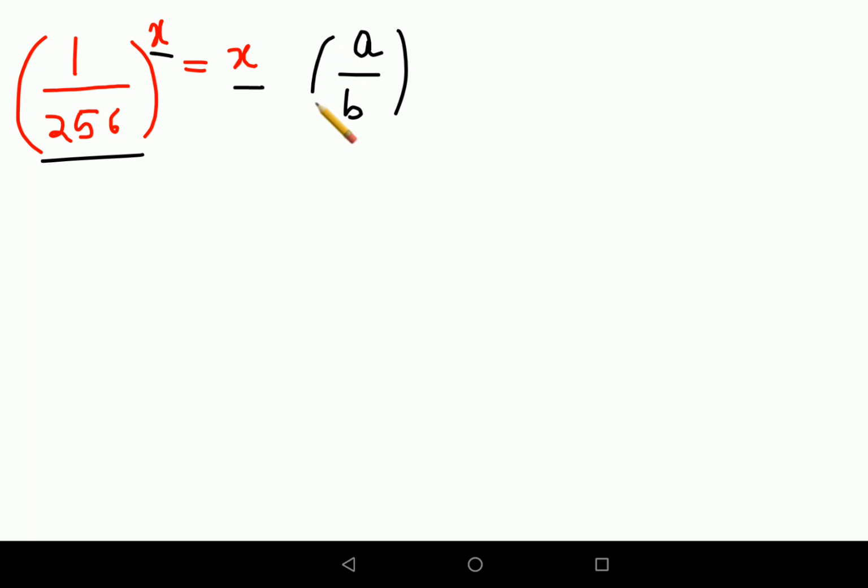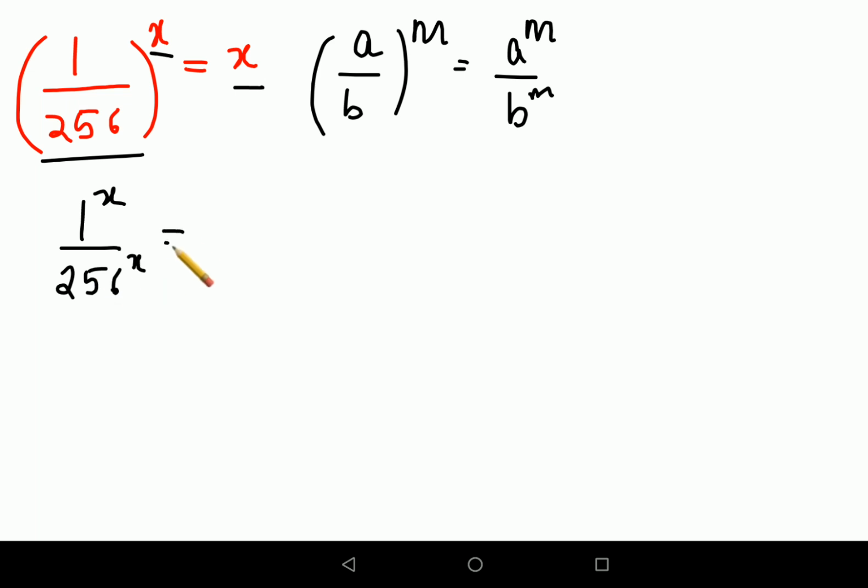(a/b)^m, if everything is raised to an index m, then in that case I can split the index. It will become a^m / b^m. So using the same logic, I'll write this as 1^x / 256^x = x. Now I know that 1 raised to any number will always be 1.